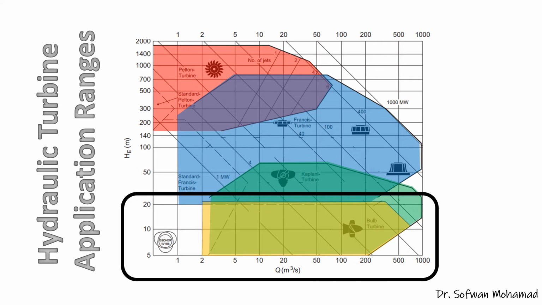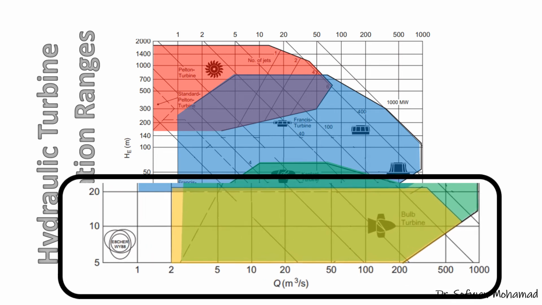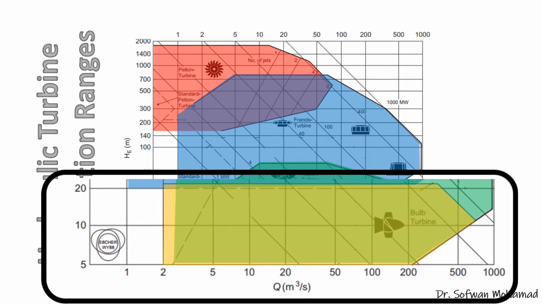So we're going to start at the bottom. We've got here a horizontally orientated Kaplan runner, which is usually installed in a bulb turbine. We can see that it is at the lower end of the pressure head scale, going from 5 up to about 20. And we can see on the lower scale, it needs a flow of minimum 2 meter cube per second up to a maximum of about 700 meter cube per second.